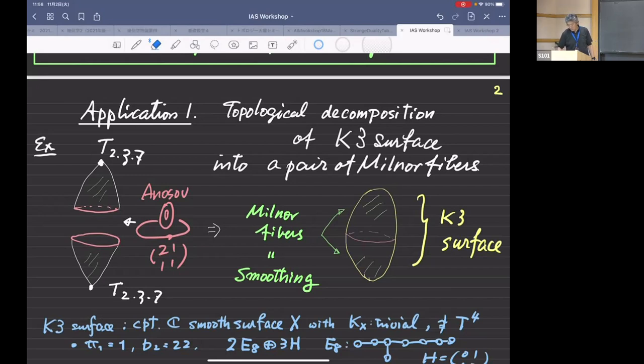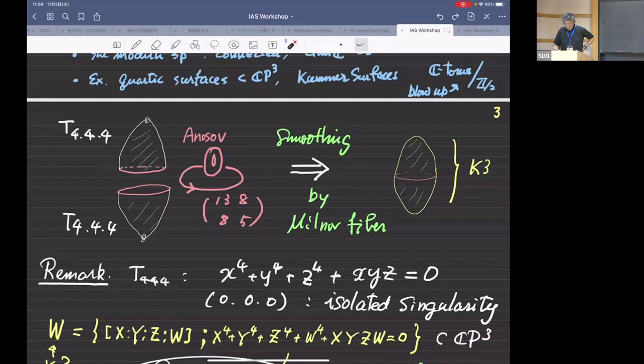So for example, I show you one more example. If you take this quadratic polynomial, it gives you the 4-4-4 singularity, and you can do the same thing. Also this is a kind of self-dual pair. So then you get also a K3 surface.